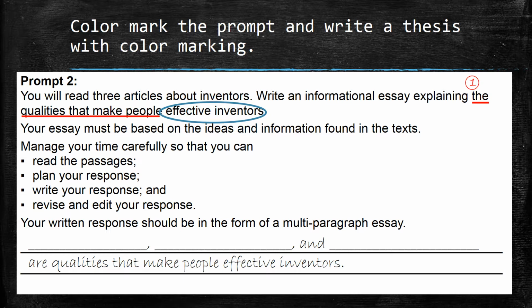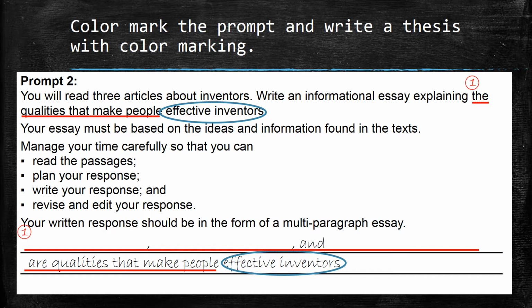Just make sure that you have the room for the qualities to be inserted into that sentence and that you've put the topic in there. So make sure you circle that topic blue, effective inventors, within your thesis statement, within your answer. Make sure you underline red where the points are going to go and that they're the qualities that make people effective inventors. And then you've got your 1 in a circle, so we're just reminding ourselves, yes, there's only 1 point we're making. But like I said, it could turn out there's more than 1 quality. So it could be that there could be 3 qualities or 4 or 2.